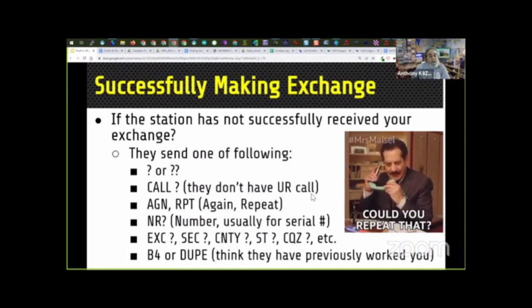If they send "B4" or "dupe," they think you've previously worked them. Make sure you have. If you haven't, let them know that they haven't worked you, and work the station. It doesn't hurt to log dupes. They'll be eliminated from the log afterward.